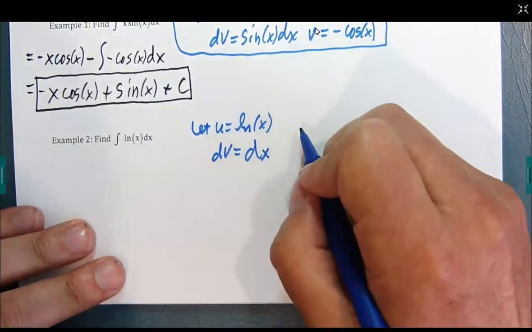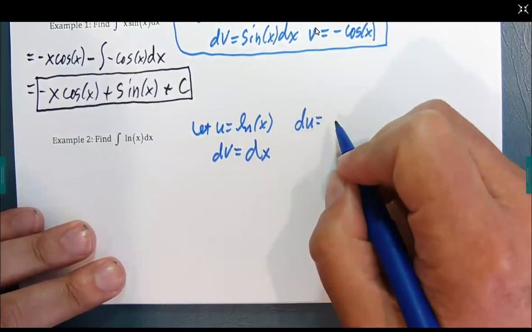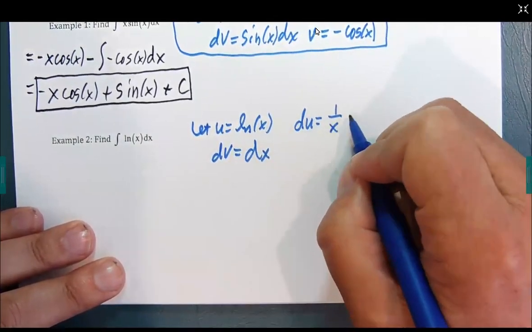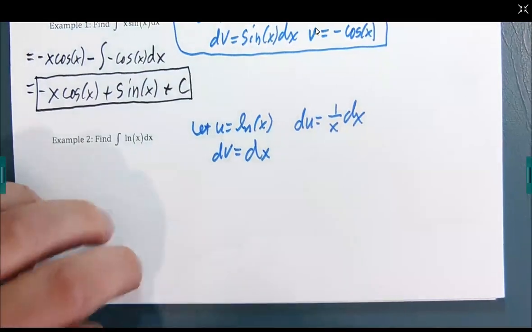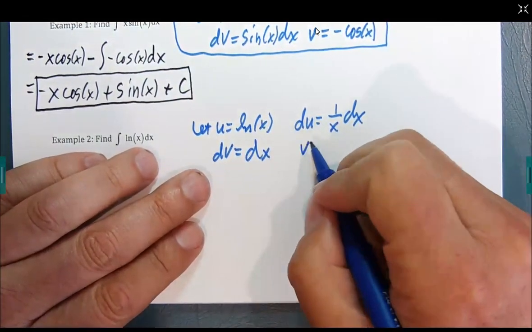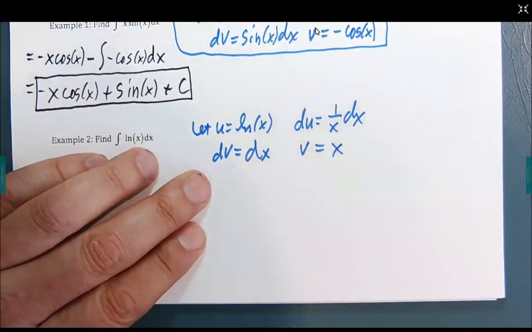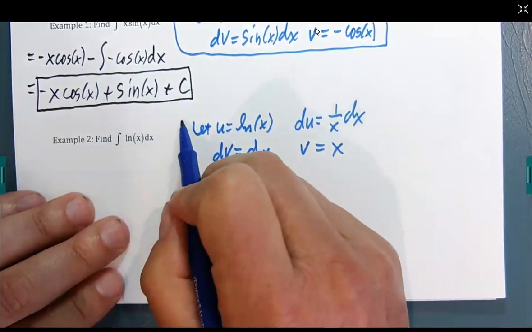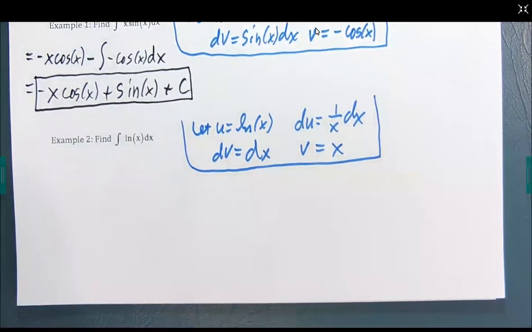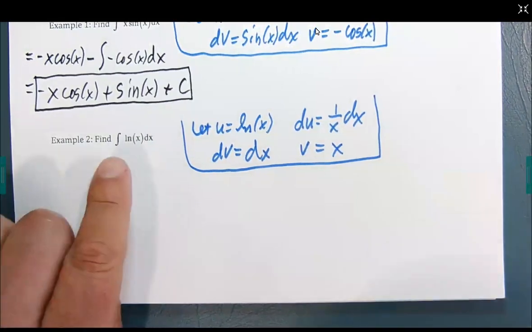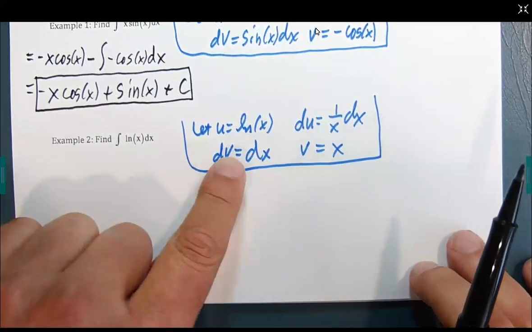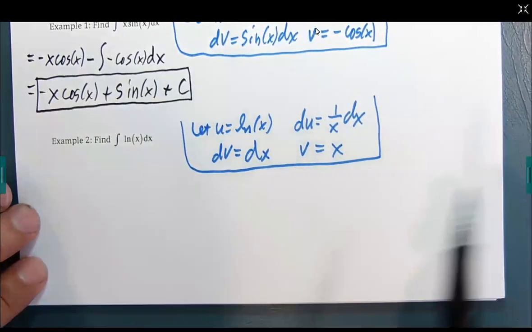Now to find du, the derivative of natural log is 1 over x dx. Don't forget the infinitesimal, the dx. And the integral of dv is v, and the integral of dx is x. So we have our u, which is ln. We have our dv, which is the dx. And now we have our 4 pieces that we need to do this.